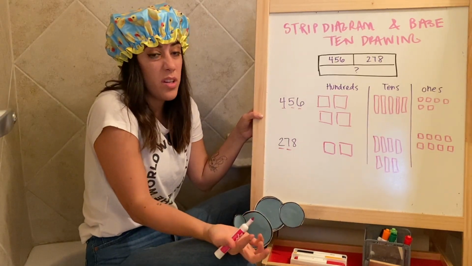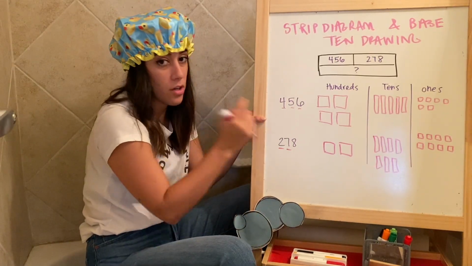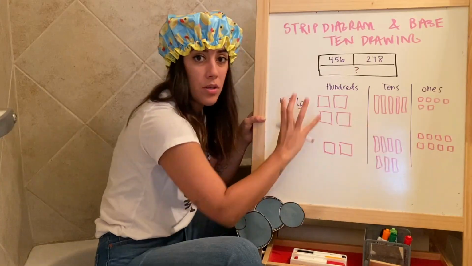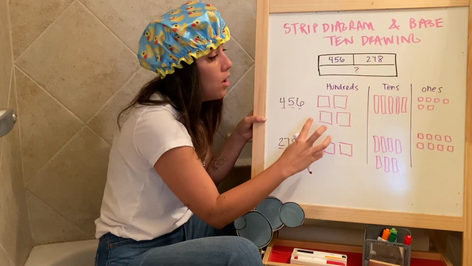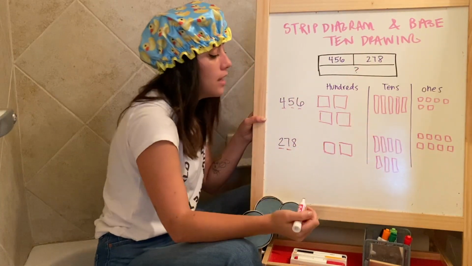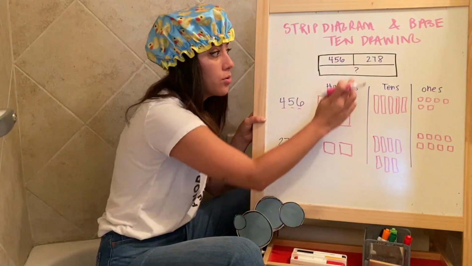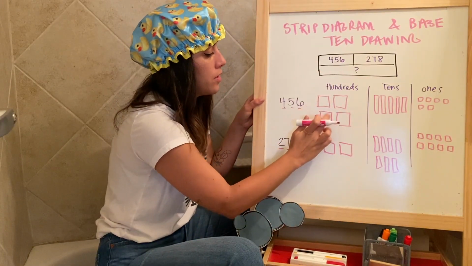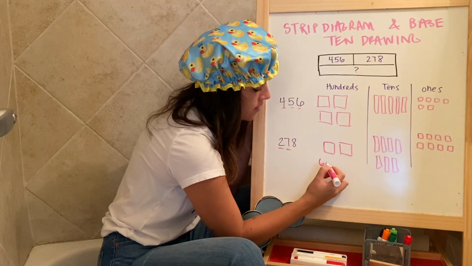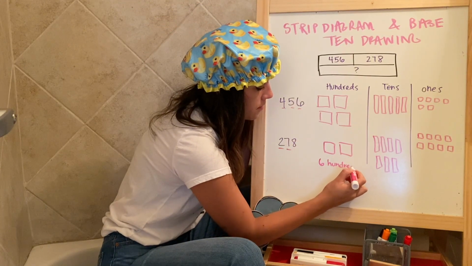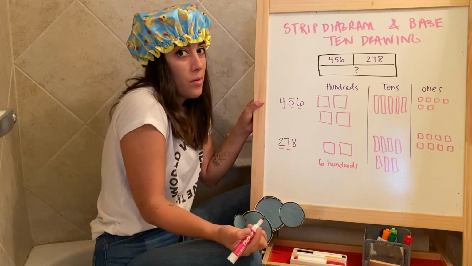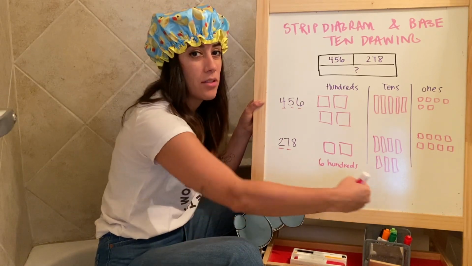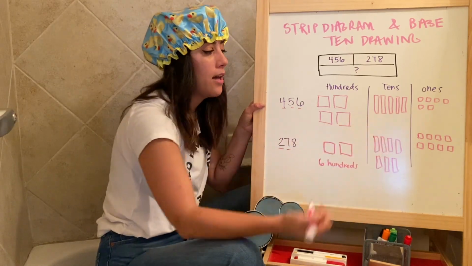Now, you could do it one of two ways. You can start to add each of them up so you can see how many hundreds you have. Hundreds, tens, ones. And then you can just add your total and be able to put it into your strip diagram. So we can do it that way. 1, 2, 3, 4, 5, 6. I have 6 hundreds. Okay. That doesn't mean that the answer is going to be 600 and something. I still have to check and add up my other ones.